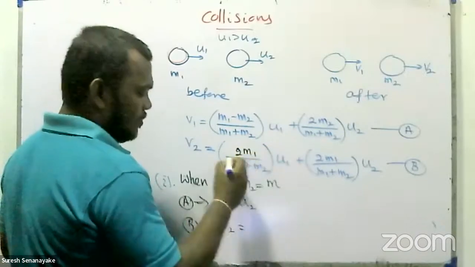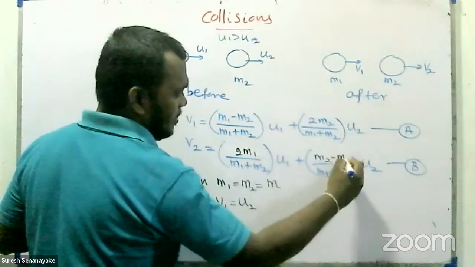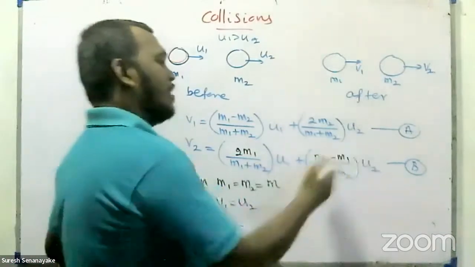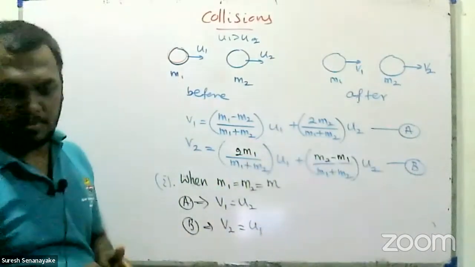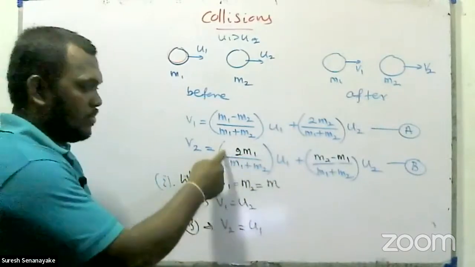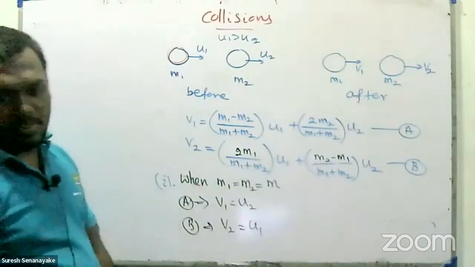Over here there was a mistake, right? This is 2m1 over m1 plus m2, minus m. The equation should be like that, right? So then this part becomes zero, and this is equal to 1. Now the equation is correct. So it's m2 minus m1 here.